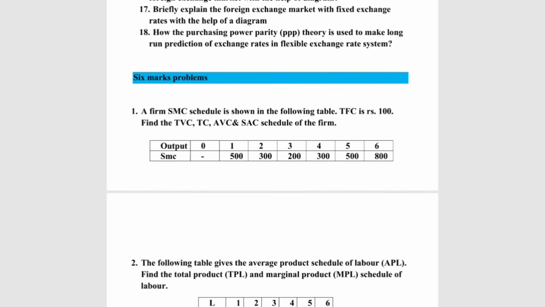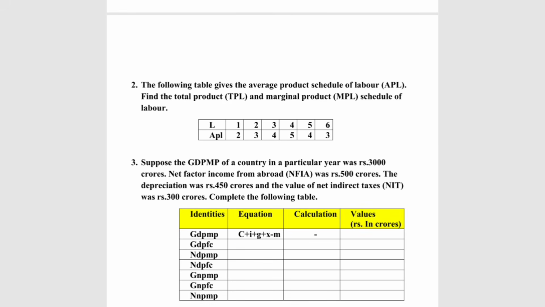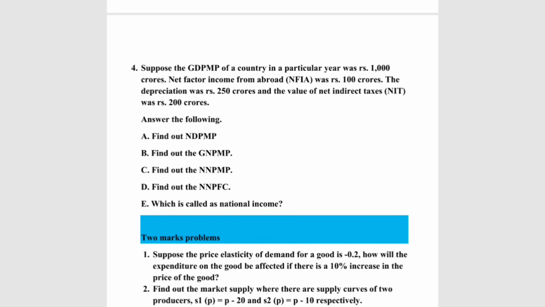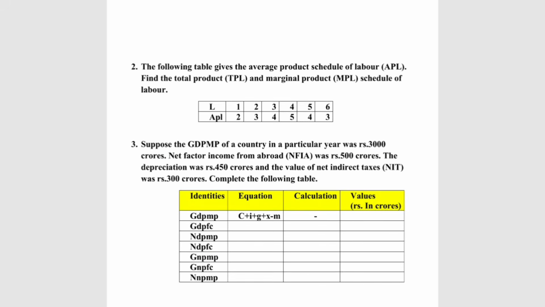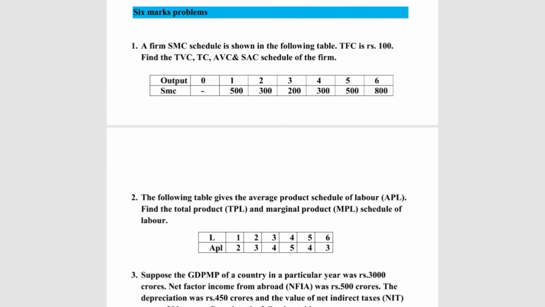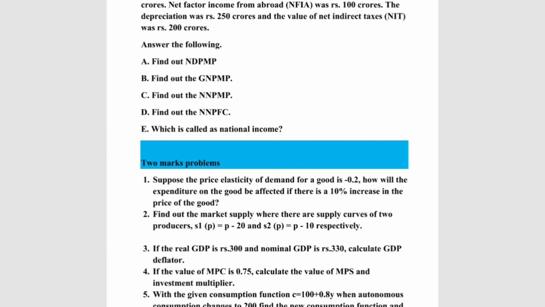Next, the 6 marks concept problems are also very, very important, because we observed that in every model question paper they have asked a 6 marks problem. The first problem which I have taken is from production and cost, and the second problem is also from production and cost, and the third problem is from national income accounting, and the fourth problem is also from national income accounting. You need to learn these problems. One question is going to be asked in the examination. So 2 problems from production and cost, and 2 from national income accounting.